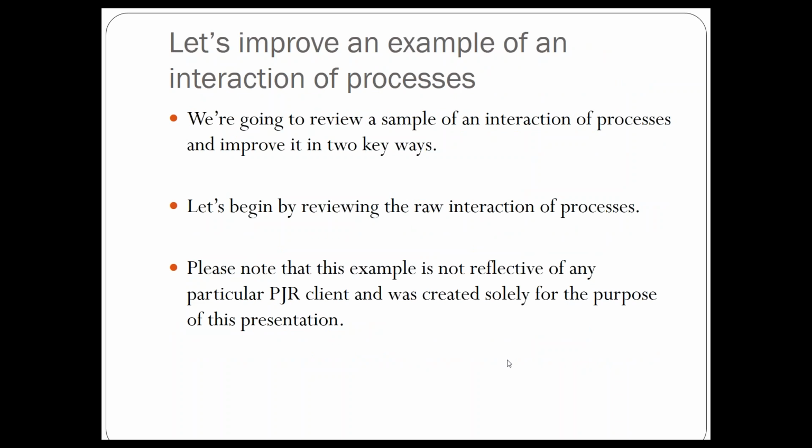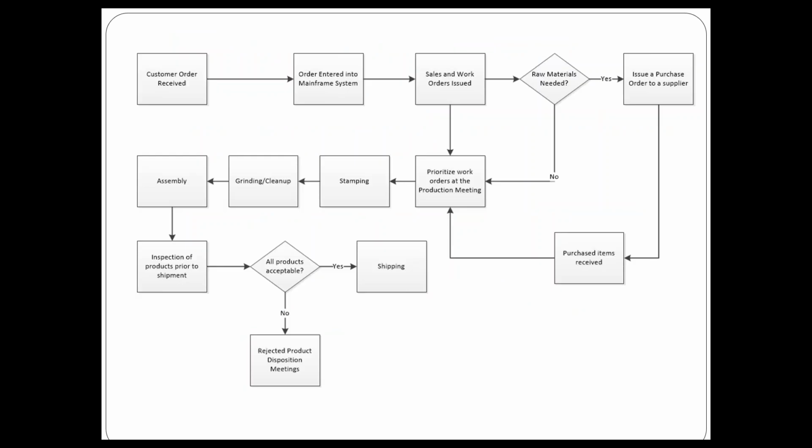So what we're going to do is take a look at a sample interaction of processes document, and we're going to improve it in two key ways. We're going to begin with just a review of the basic IOP. Now, please note, this example that we're going to look at is not reflective of any particular PJR client, and it was created solely for the purpose of this presentation.